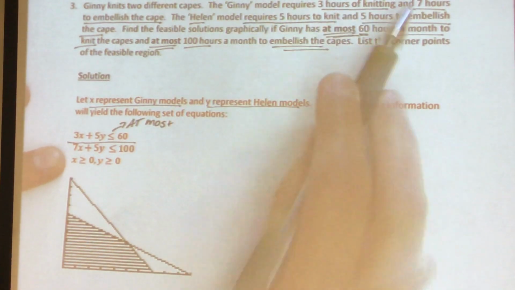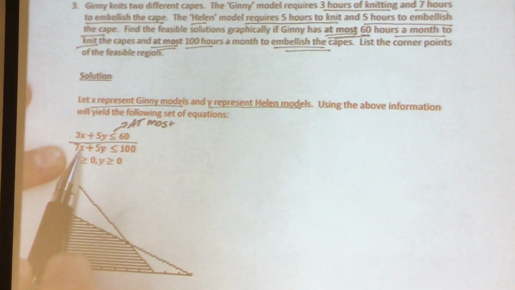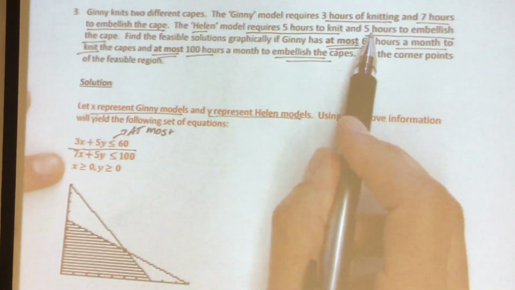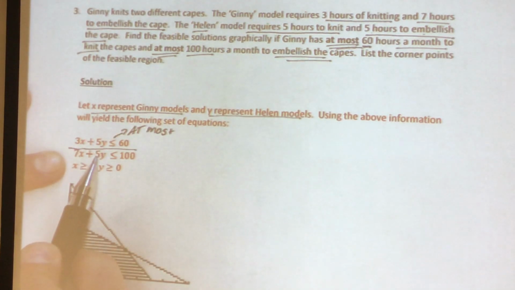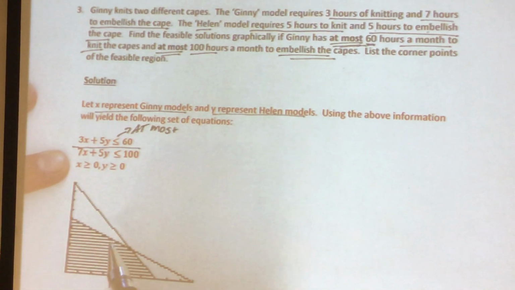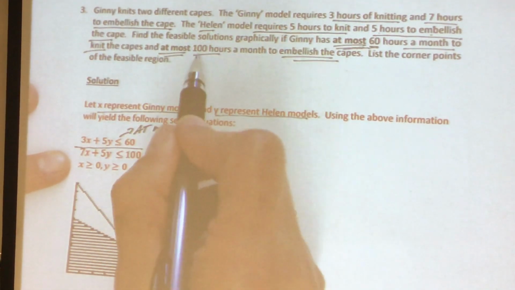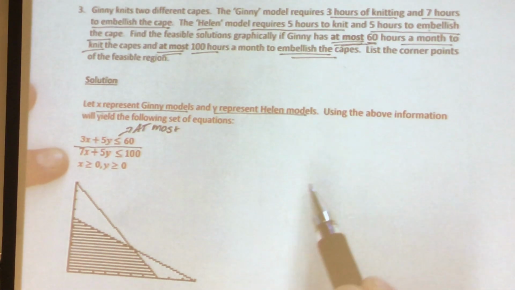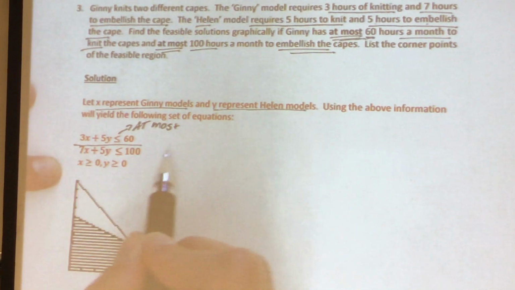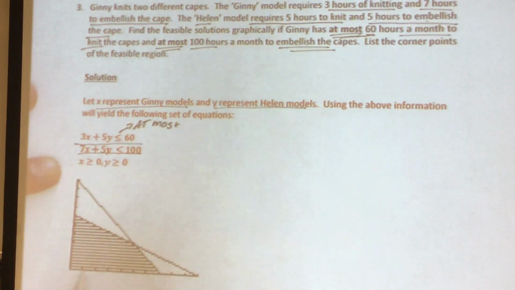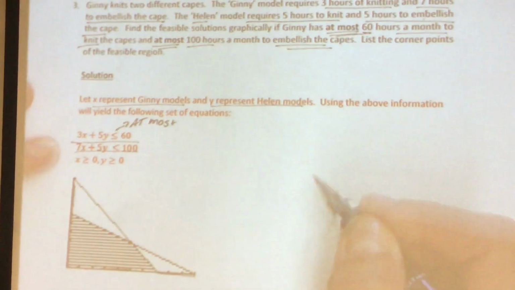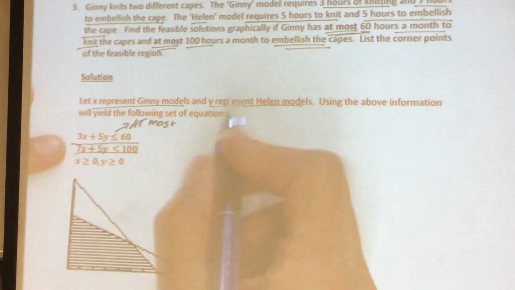The Ginny model requires 7 hours to embellish, and the Helen model requires 5 hours to embellish. Again, at most is less than or equal to, and we have 100 hours to embellish the capes. This is your embellishing inequality. Again, you need x greater than 0 and y greater than 0. So we have that. Now let's draw our lines.